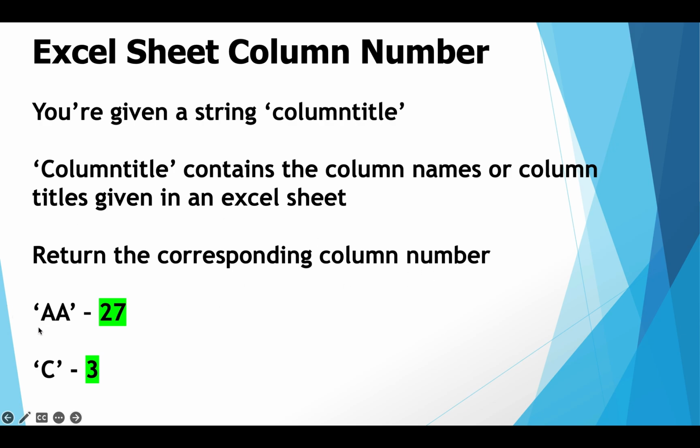So if the column title is AA, then the program should return 27 as the column number because it is indeed the 27th column from the start. If you take a simple column title such as C, then the program should return 3 as the column number.